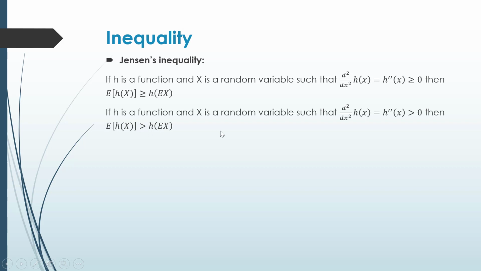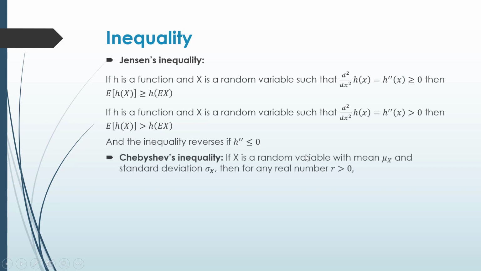And this inequality reverses when the second derivative of h of x is negative or less than or equal to 0. So if h double prime of x is less than or equal to 0, then we change this inequality sign to the opposite, less than or equal. And if the second derivative of h is strictly negative, then we change it so that the expected value h of x is strictly less than h of E of x.